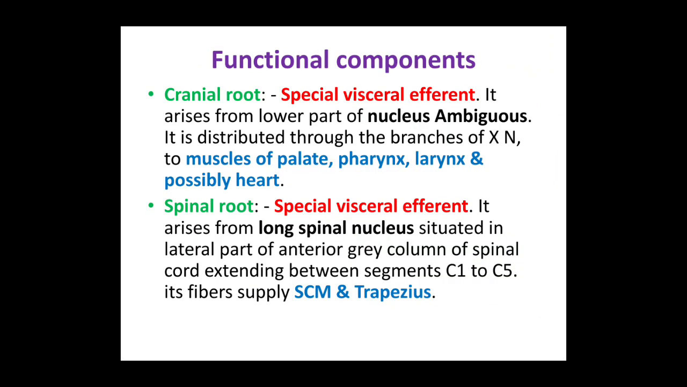Coming to the functional components, the cranial root has a special visceral efferent. It arises from the lower part of nucleus ambiguus. It is distributed through the branches of the 10th nerve or the vagus nerve. Mainly it supplies the muscles of the palate, pharynx, larynx, and possibly heart.